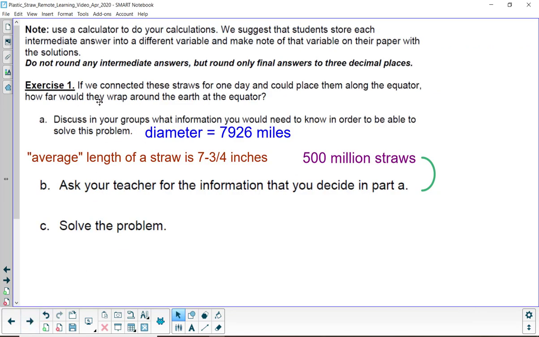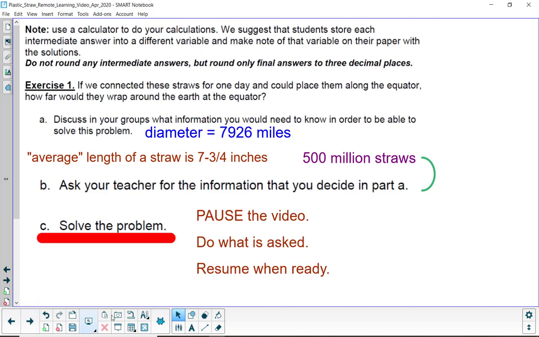So getting back to exercise 1, we talked about this. These are the 3 numbers that we need. This is the information we need to decide in part A. And so now it's time to solve the problem. So pause the video and give me your best shot right here. Okay, please give me your best shot and resume when you're ready.